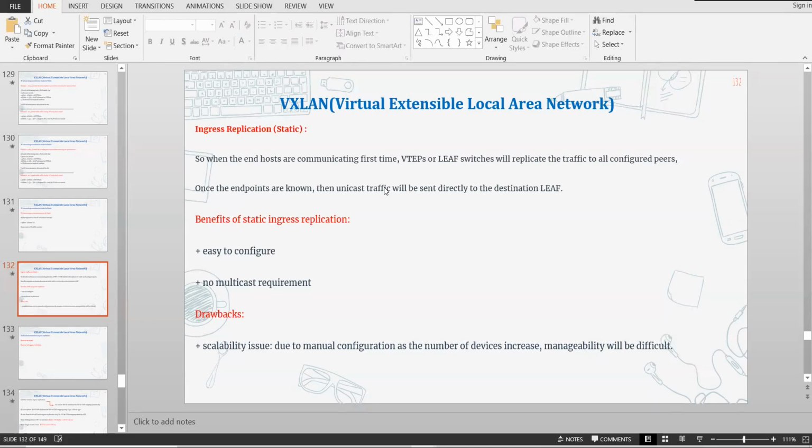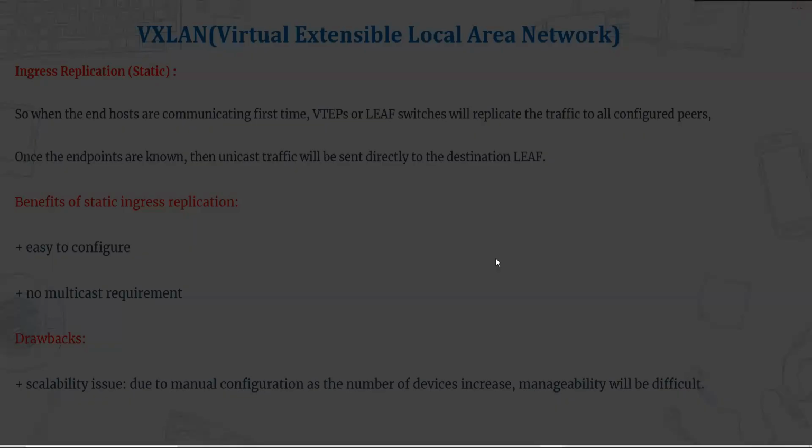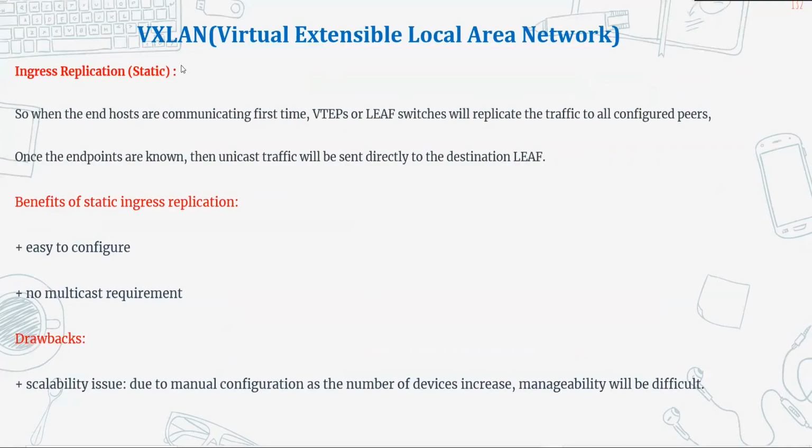In this section, we will discuss ingress replication using the static method. When the end hosts are communicating for the first time, the VTEPs or the leaf switches are going to receive the BUM traffic or the broadcast traffic. Let's say host 1 is trying to communicate with host 2. At the very first, they are going to send the ARP request to find out the MAC address against the IP address.